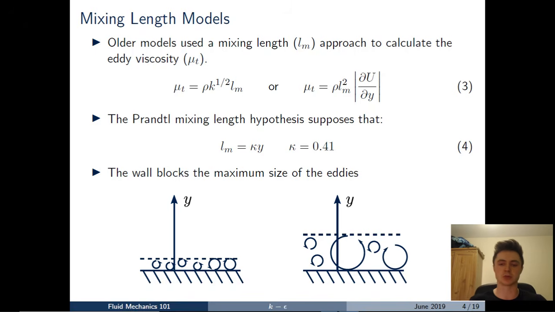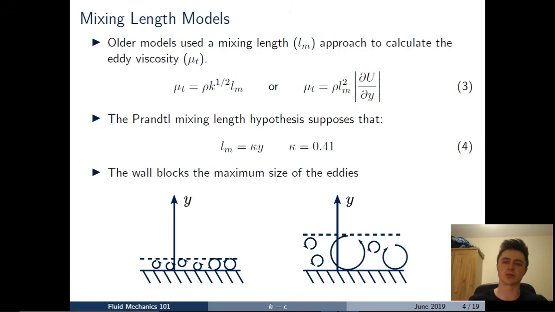So if you look at the small sketch which I've provided there, when we're very close to the wall, the maximum size of the eddies that can exist between our position and the wall is very small, and as we move further away from the wall, we're permitted a larger size of eddies in the flow.